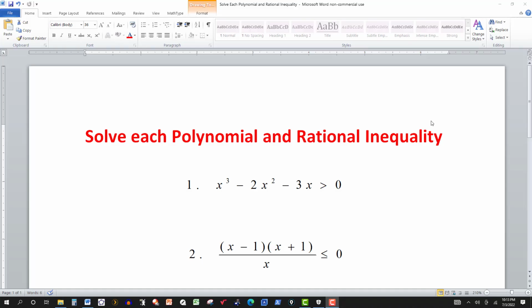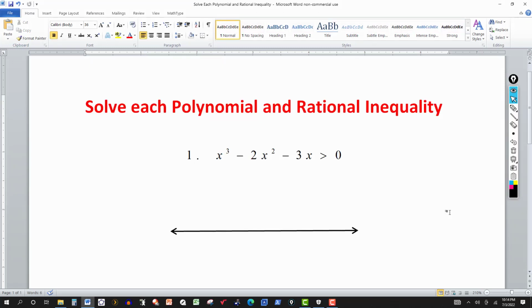In this video we have two problems to solve, one polynomial inequality and a rational inequality. You can pause the video and see if you can solve these, and then I'll be back. Okay, the procedure I'm going to use will be very similar to the one that I have shown in other videos, and I use it when I'm going to graph a polynomial. I use this procedure when I'm going to graph a polynomial function or graph a rational function.